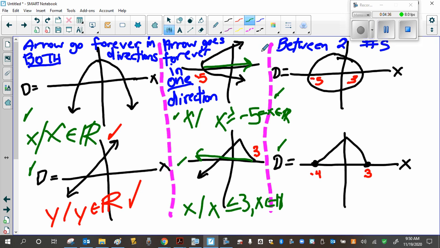Similarly, if you had the range, and let's say this was 3 up, because in range, we're talking about up and down. This graph, the black graph, is from 3 up all the way down. And down in range language means less than. If the one arrow is pointing up, then it would be greater than for range.